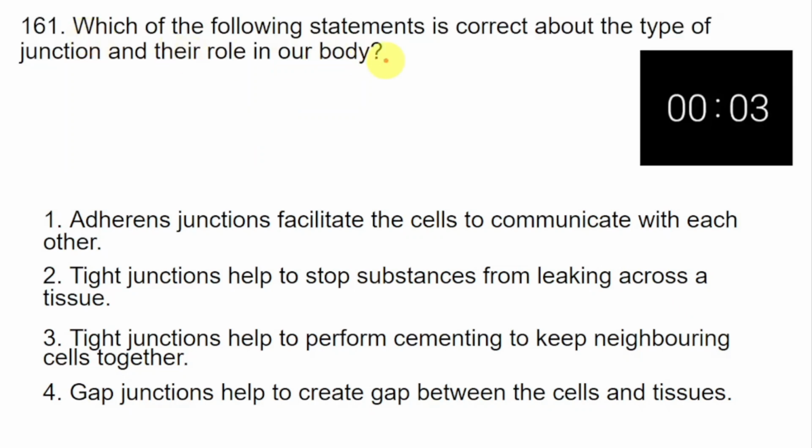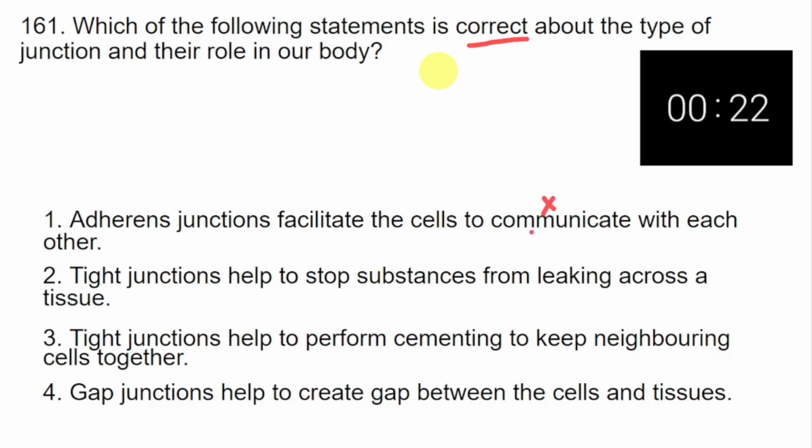Which of the following statements is correct about the type of junction and their role in our body? So we have to identify the correct one. That means three statements will be incorrect. So read carefully. Adherence junctions facilitate cells to communicate with each other.